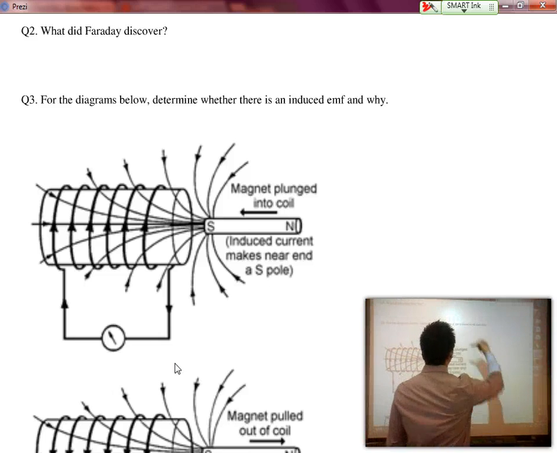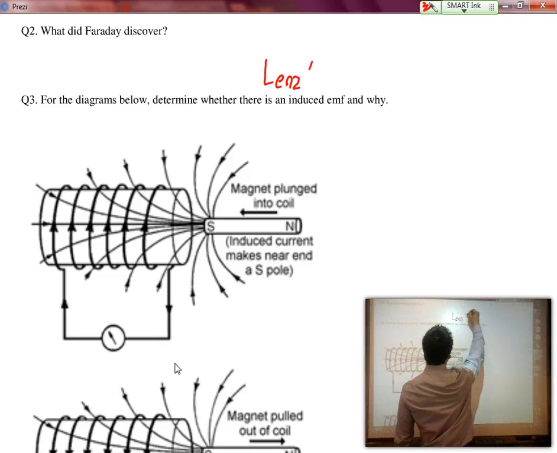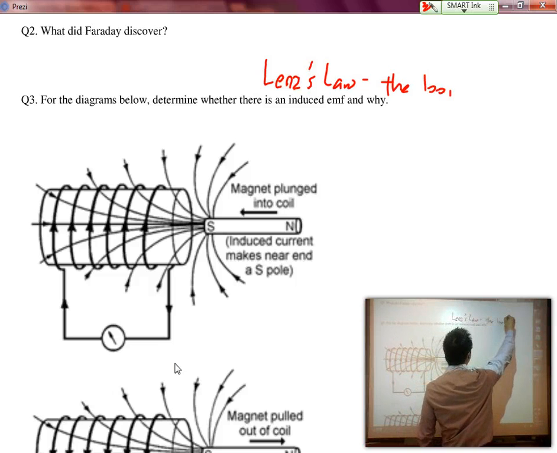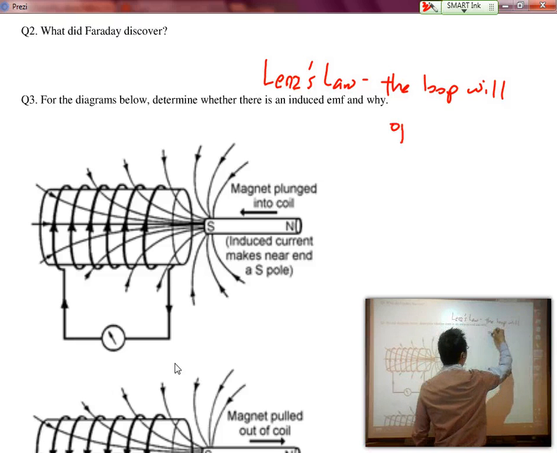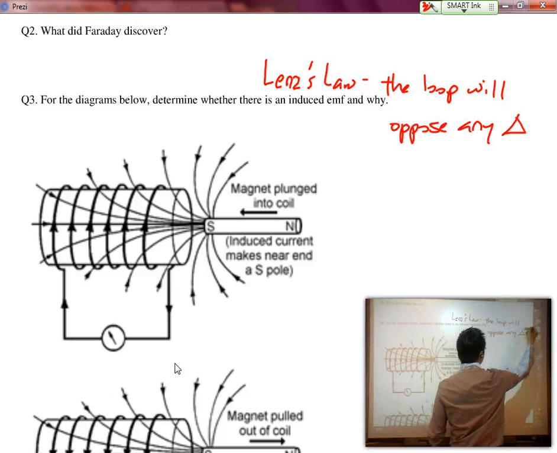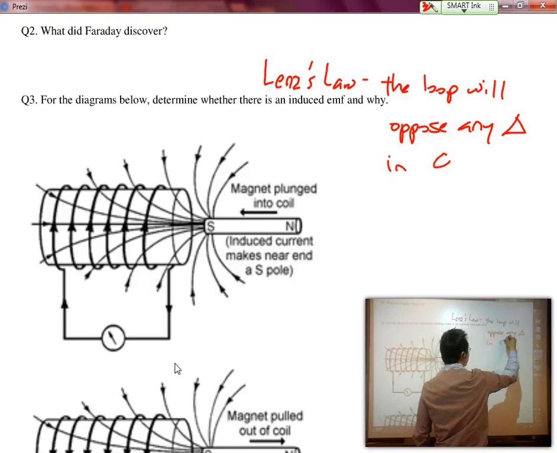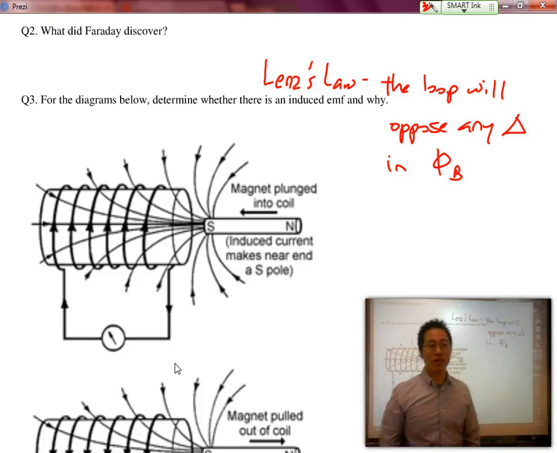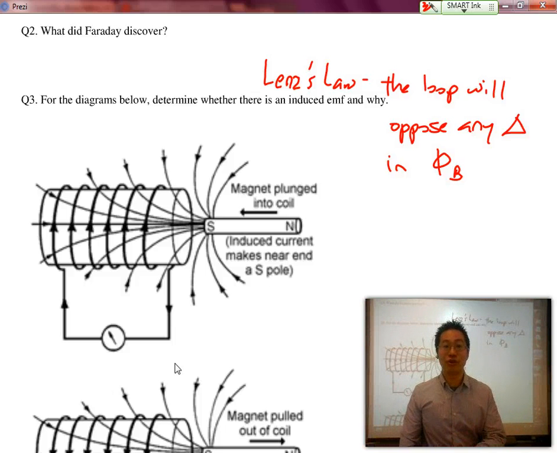Lenz's Law basically stated that the loop will oppose any change in magnetic flux. Okay? Meaning it literally is going to try to weaken it if it's getting too strong.